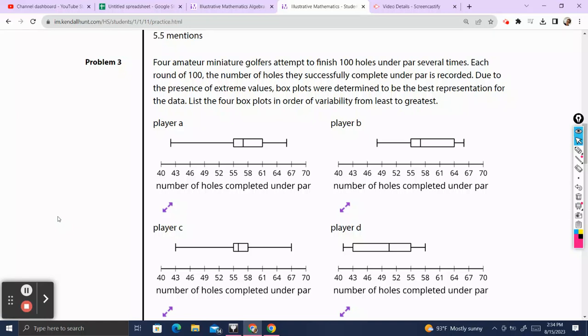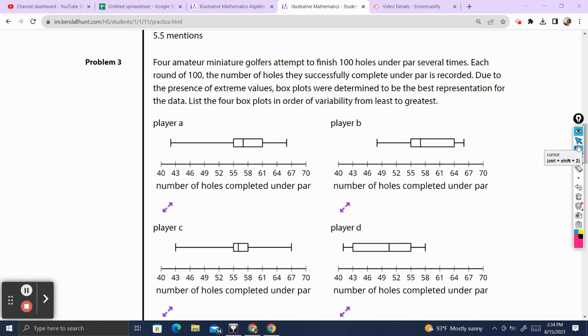Problem 3. 4 amateur miniature golfers attempt to finish 100 holes under par several times. Each round of 100, the number of holes they successfully complete under par is recorded. Due to the presence of extreme values, box plots were determined to be the best representation for the data. List the 4 box plots in order of variability from least to greatest.